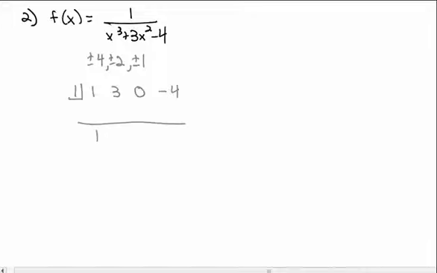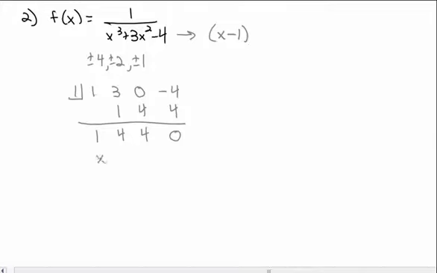And a negative 4. 1 comes down. 1 times 1 is 1. 3 and 1 is 4. Times 1 is 4. 0 and 4 is 4. Times 1 is 4. And 0. Hey, that did come out nicely. So we know we have a factor of x minus 1.